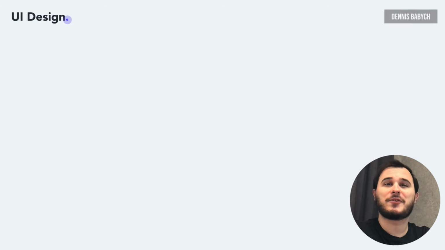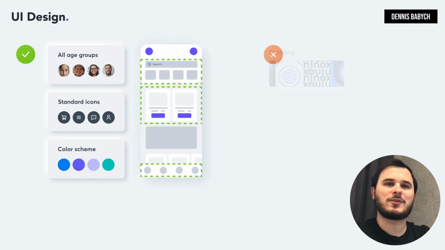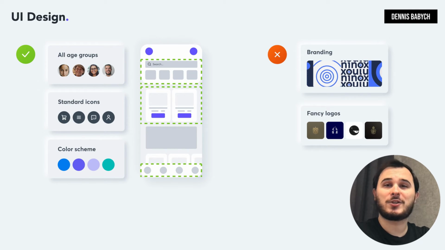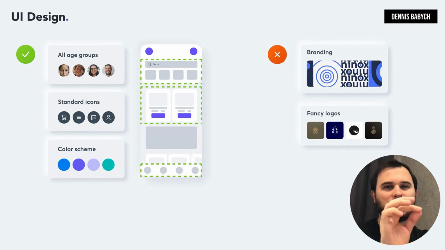Next, let's delve into the UI design of your app. There are two key aspects to consider. Firstly, the UI design should cater to users of all age groups, so the UI should be modern but not too fancy. Secondly, and most crucially, your UI design should facilitate users in solving their problems with the fewest clicks possible, because each additional click will cost you a user and their engagement.